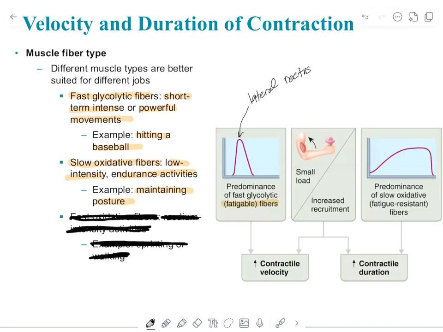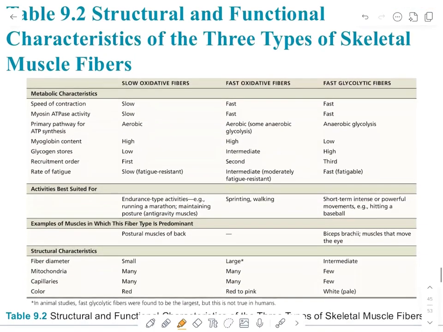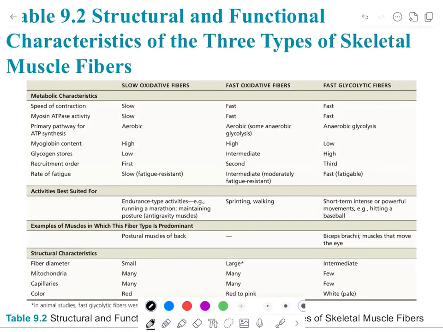But we also have other muscles like the gastrocnemius muscle and the soleus muscle. So this would be the calf muscle, which is the gastrocnemius muscle, and this would be the soleus muscle. So they are more of the type of slow oxidative fiber. So we can increase the contractile velocity with the type of fiber or the duration by the predominance of the slow oxidative, which are fatigue resistant. In the case of lifting up an ice cream cone, when you have a small load, obviously, and increased recruitment of motor units. This table is showing you the characteristics of these different extremes.